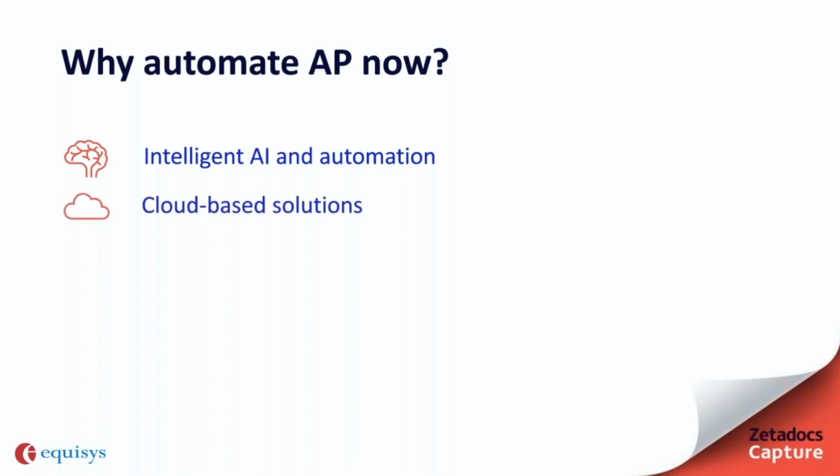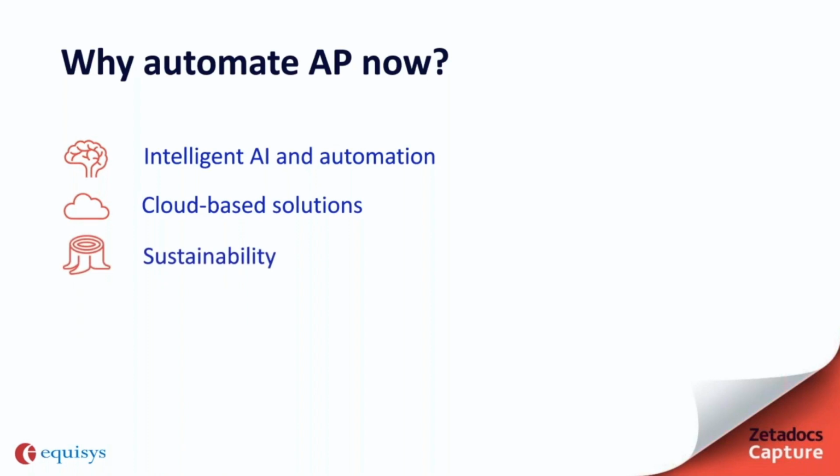Cloud-based AP automation solutions are increasingly favored for their flexibility and scalability. They facilitate remote access, eliminating the need for extensive on-site hardware, and offer seamless integration with other software, making them a convenient choice for modernizing AP processes.